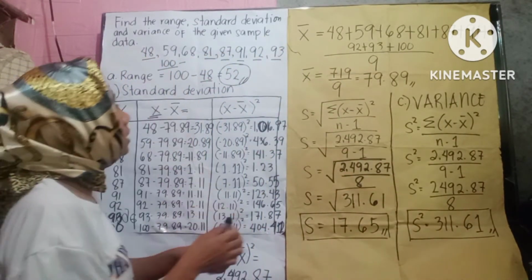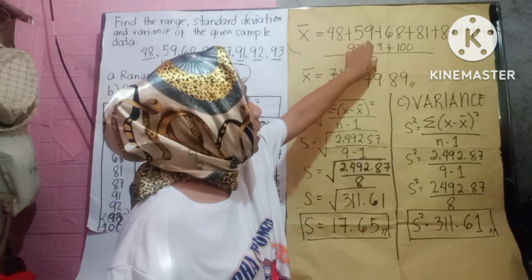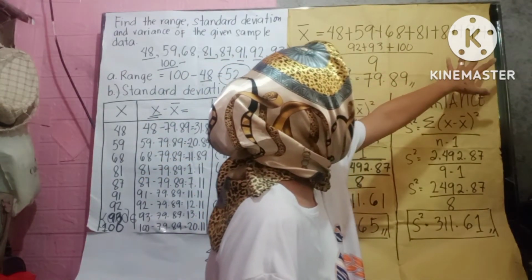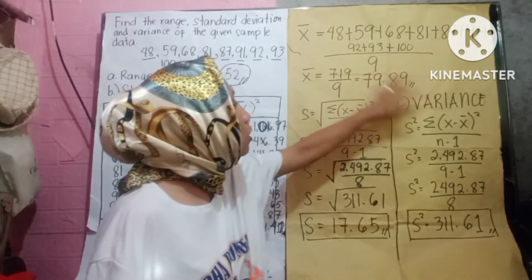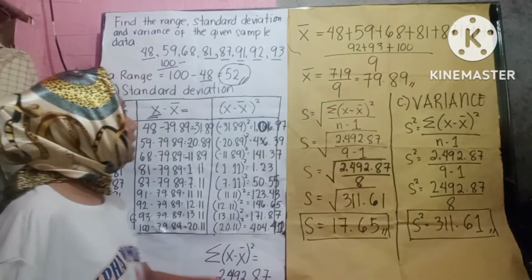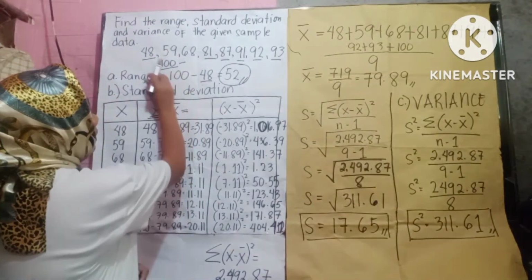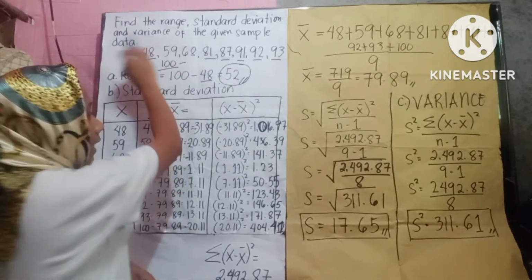binigay, which is, ang sample data is 48 plus 59 plus 68 plus 81 plus 87 plus 91 plus 92 plus 93 plus 100 over 9. 9 kasi ang sample data na binigay is 9 numbers. So, 1, 2, 3, 4, 5, 6, 7, 8, 9.